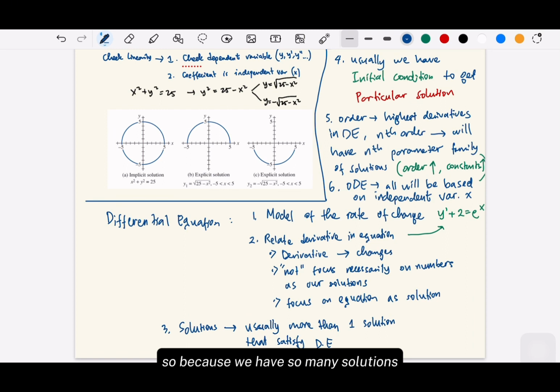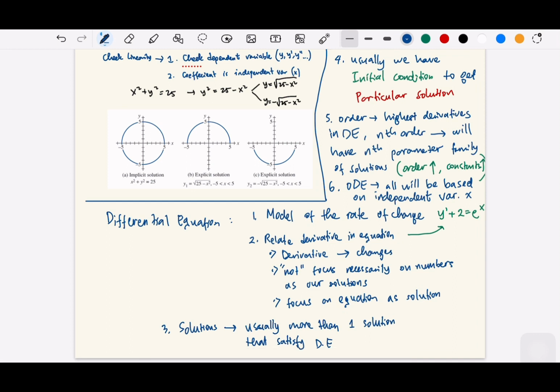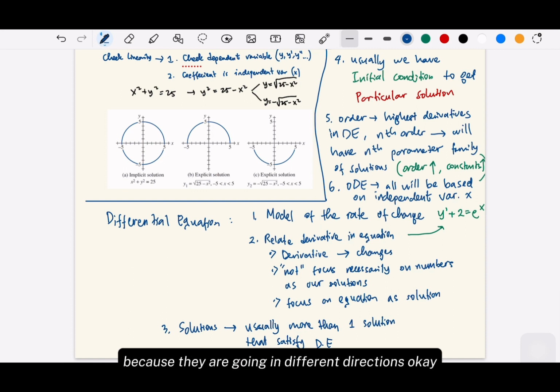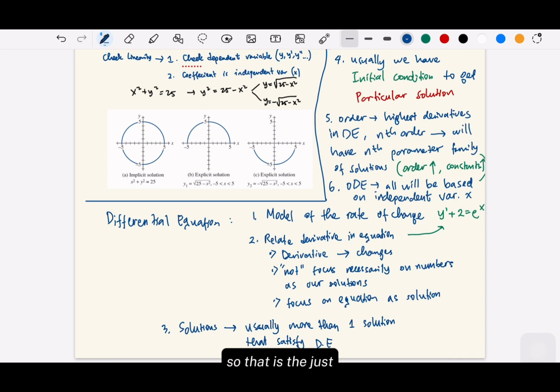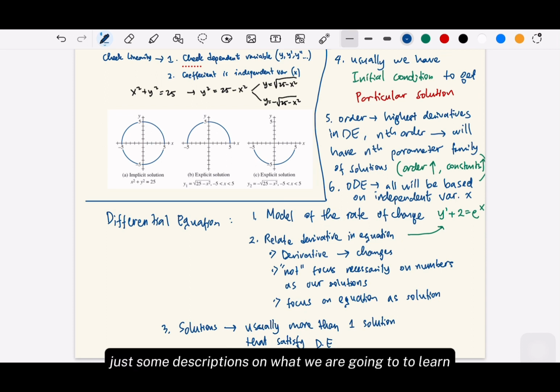The particular solution is what we get from the initial condition. So because we have so many solutions, we need to approach one of them or several of them within some restrictions, or we need to limit the conditions. Okay? Which interval do we want? If you remember what we have in 1 over x, x can be greater than or equal to 0, greater than 0 or less than 0. But which interval do we want? Because they are going in different directions. Okay, so that is just some description of what we are going to learn, at least for the differential equations, the ODE, which we call ordinary differential equations.